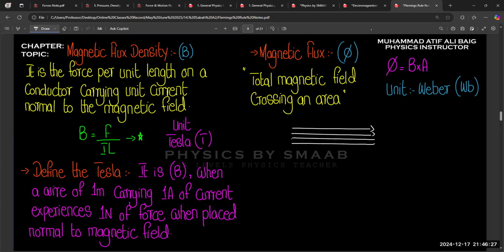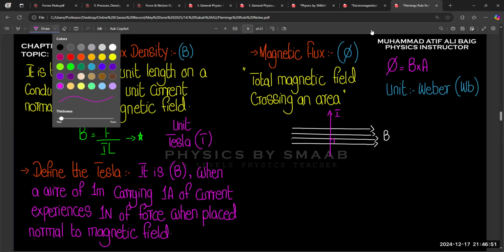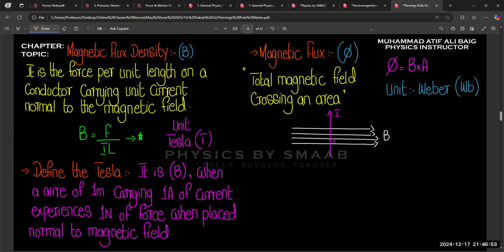So if it's at 90 degrees, then sine 90, would this be considered 90 degrees or 0 degrees? Because the conductor is placed normal to it, so it will be 90 degrees, right? Yes. So we will get maximum force at 90 degrees.